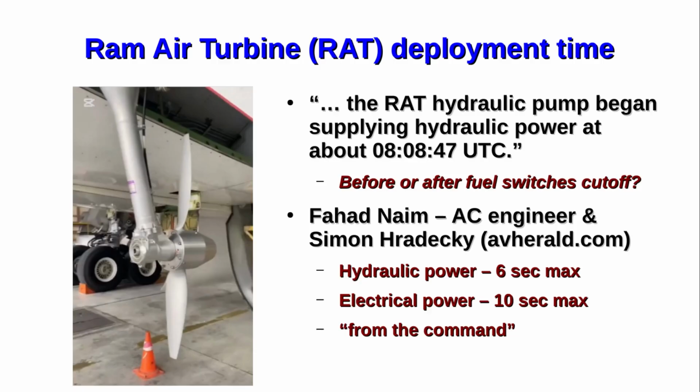In the alternative, it is possible that the RAT was producing detectable hydraulic power well before reaching the maximum, and that is what the report meant. Thus, it is possible that the command to deploy the RAT came as late as, say, 08:08:45, in which case the fuel cutoff could very well have been the trigger for the RAT deployment. At this point in time, we simply need to wait for more information from the AAIB than we currently have.